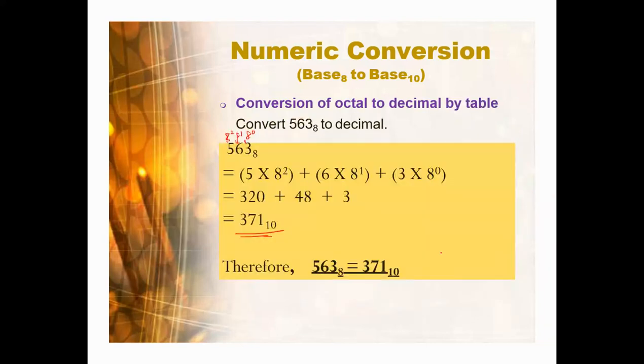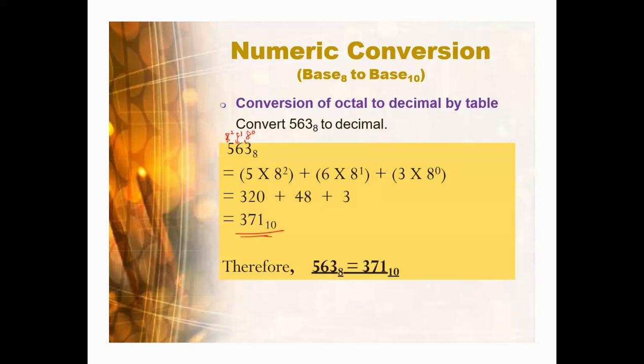So this is another example of how you convert the octal number to a decimal number. This is 563 base 8. You convert it into decimal by, before you write down the working, identifying the value for each particular digit of base 8. You start from right to left.